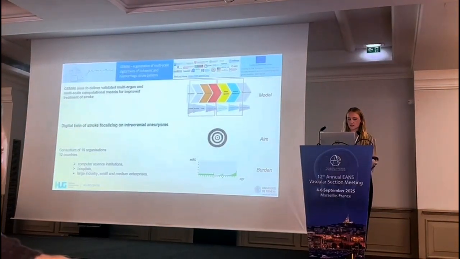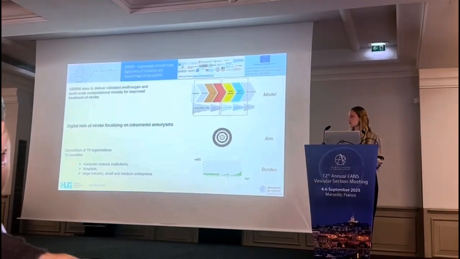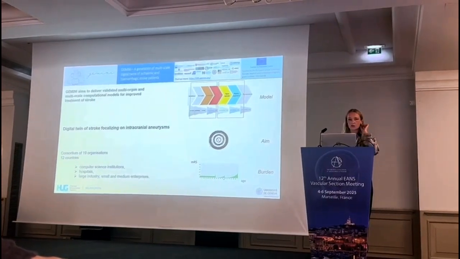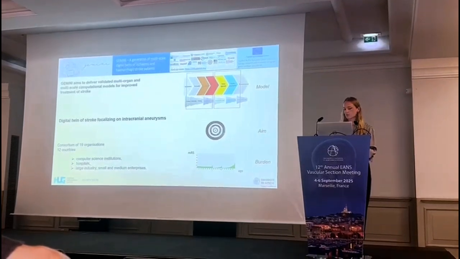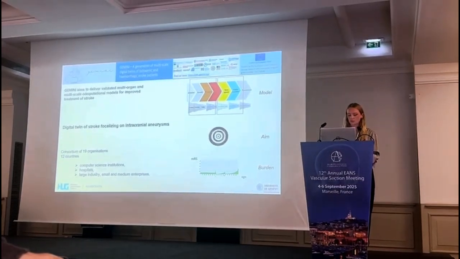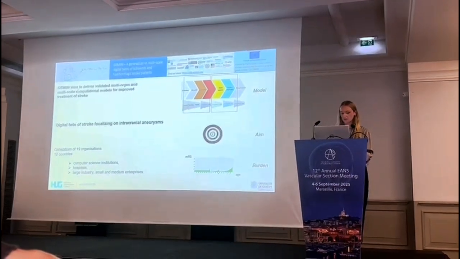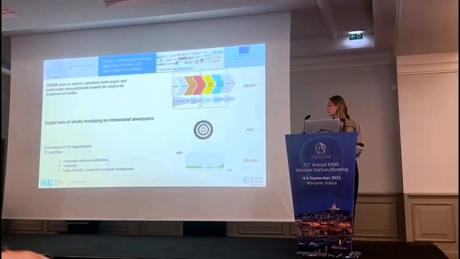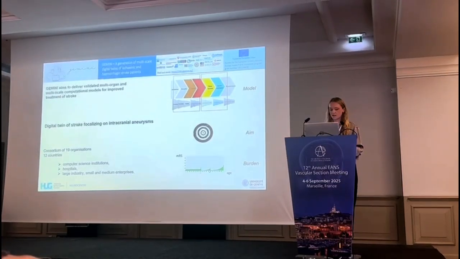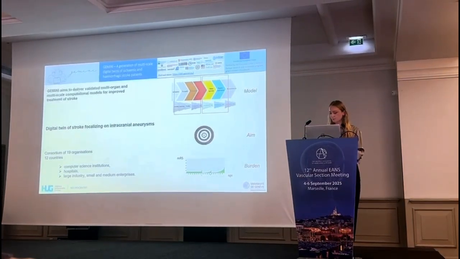So this study is part of the GEMINI project, which brings together 19 organizations from 12 countries that collaborate to develop a digital twin of stroke, focusing on intracranial aneurysms. The way it works is that it models disease and its management. The aim is to reduce the burden of the disease, and the burden is represented as the surface under the curve of the modified Rankin score over time.